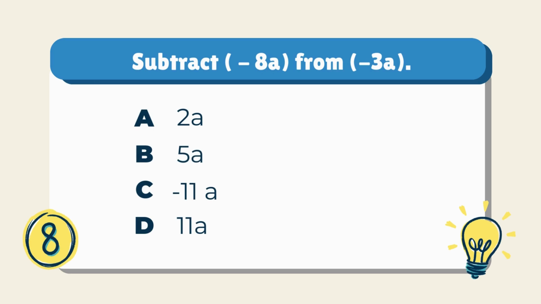Question number 8. Subtract negative 8a from negative 3a. A. 2a. B. 5a. C. Negative 11a. And D. 11a. Your timer starts now. Time's up. The correct answer is letter B, 5a.